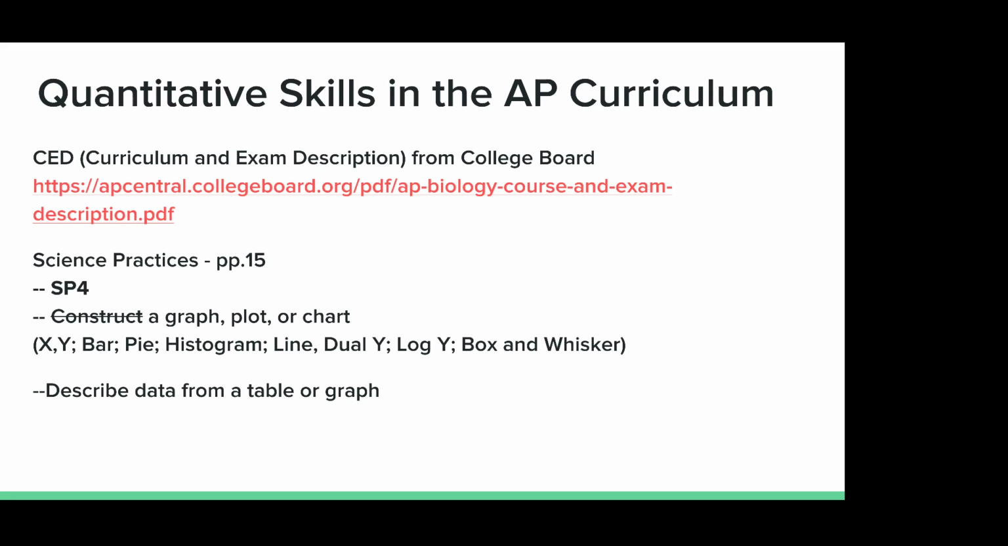So the first thing that I'll be referencing throughout, especially if you look at the author notes of these slides, is the curriculum and exam description from College Board. This is largely where I took a decent portion of the information, and I always cited it when possible. Where I started in constructing this was Science Practices, which is on page 15 of the CED. There are two main science practices, Science Practice 4 and Science Practice 5. We'll consider Science Practice 4 first.